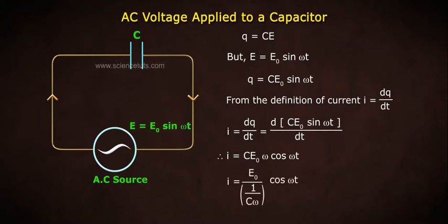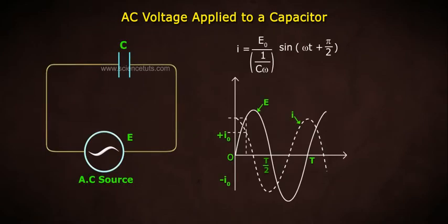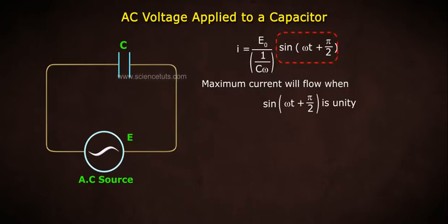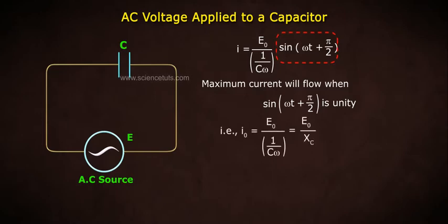I equals E naught by 1 by C omega cos omega t. Therefore, I equals E naught by 1 by C omega sine of omega t plus pi by 2. Maximum current will flow when sine of omega t plus pi by 2 is unity. That is, I naught equals E naught by 1 by C omega, which equals E naught by Xc. Therefore, I equals I naught sine of omega t plus pi by 2.